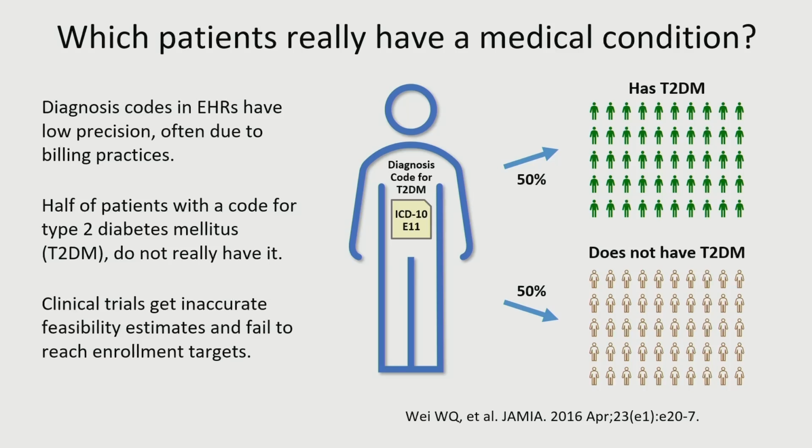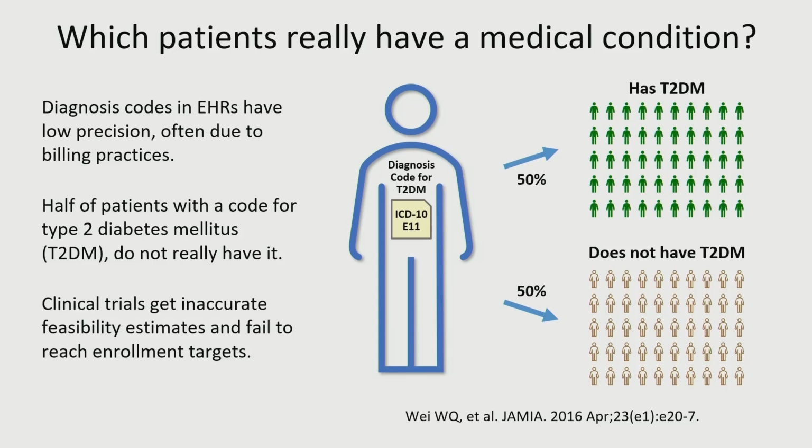Another kind of question is which patients have a medical condition. Every time a patient is seen by a doctor, some diagnosis code has to be entered in for billing purposes. So, for example, half the patients with a code for diabetes don't have diabetes. They're being tested for diabetes. So patients end up with all these codes in their chart, and they don't really have those diseases.